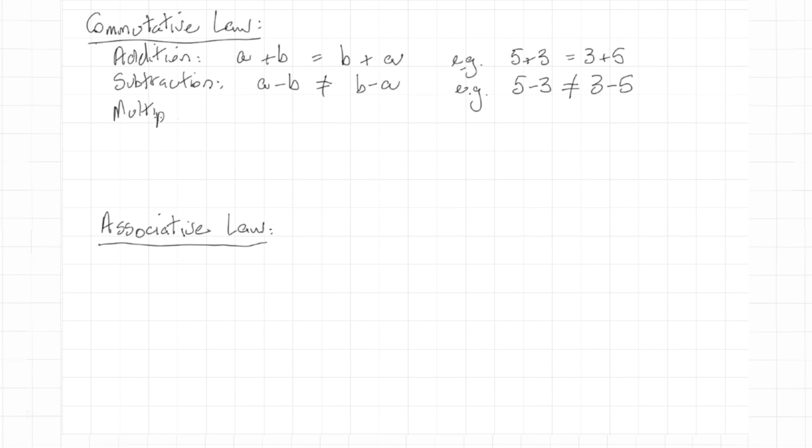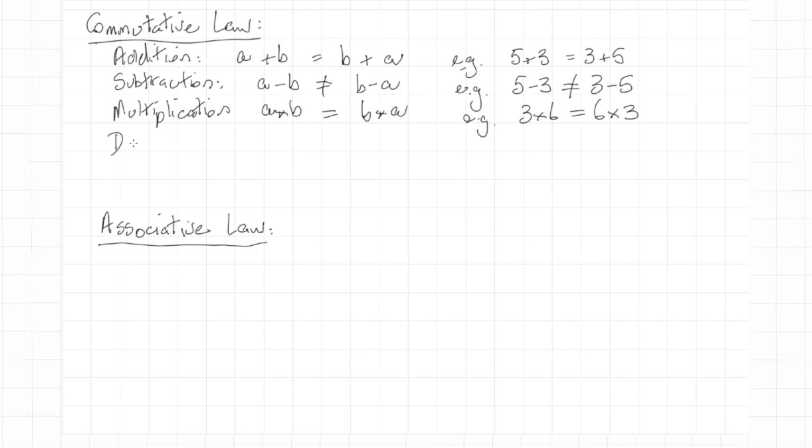Multiplication, A times B, B times A. Yes, it does hold. Let's use some different numbers. 3 times 6 is 18, which is the same as 6 times 3. It doesn't matter what numbers I choose there, you'll get the same answer.